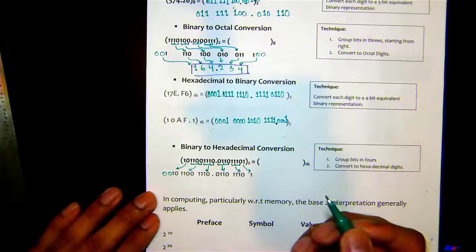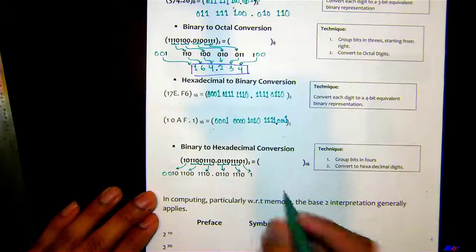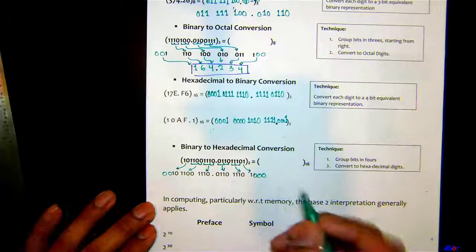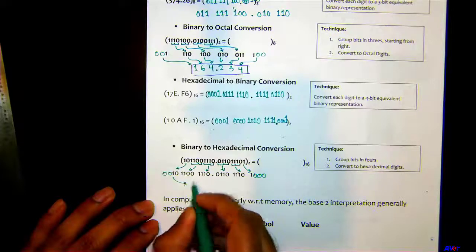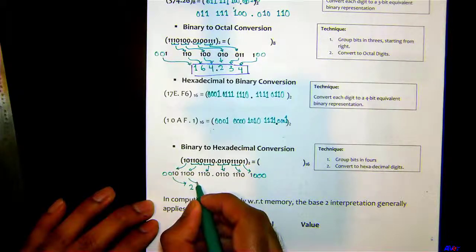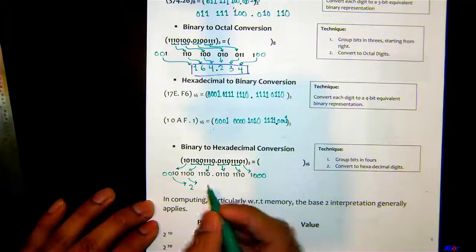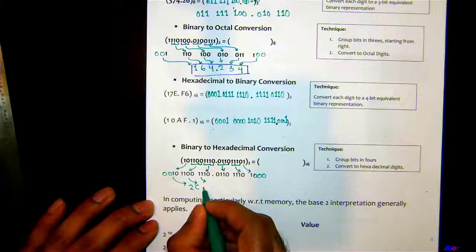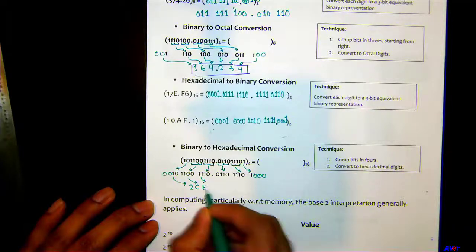How many zeros would I add here? 3, right? Okay, all right. So 0010 makes a code of 2. 1100 makes a code of what? C, 13. Okay, 1110 makes a code of E, correct.